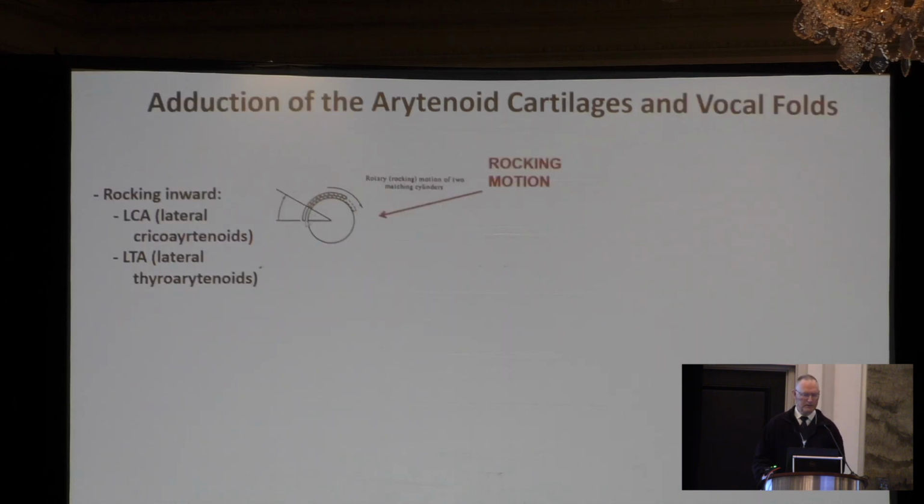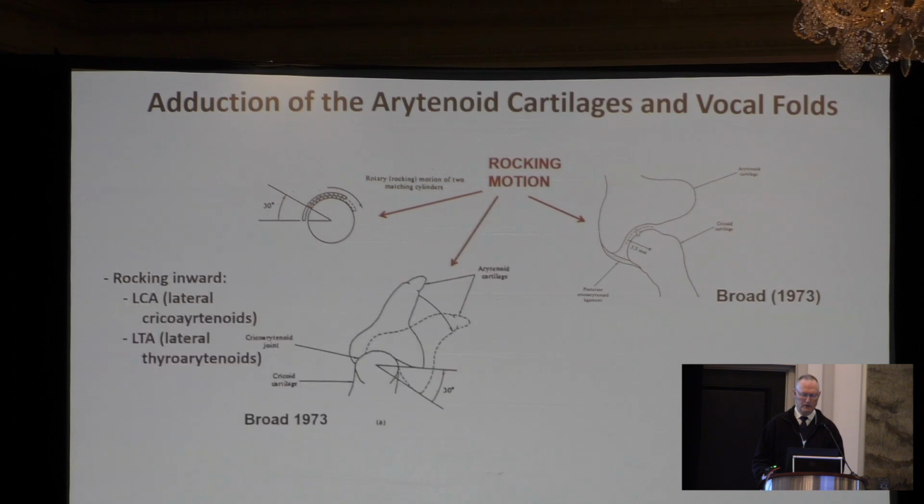And so let's talk about this rocking action. So here we have a cylinder and something on top like that. And it's going to be just like our facet for cricoid and arytenoid.